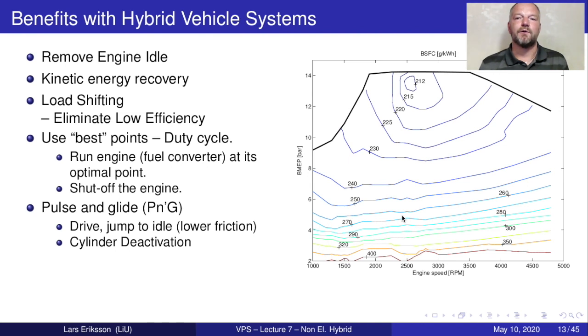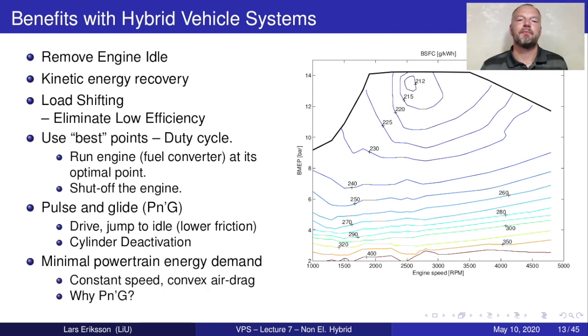There is one fact about minimal powertrain energy demand, and that is if you consider the energy requirement of a driving mission, that is to go from A to B in a given time, you can prove that the minimum energy that will be needed from the powertrain is if we can travel with constant velocity over the period of time. So constant velocity requests the minimum energy from the powertrain. The reason why this is the case is that we have a convex air drag.